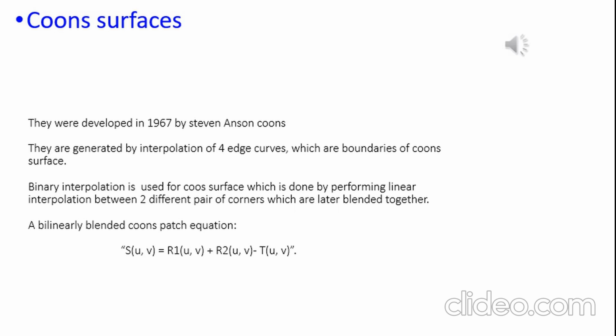And if you want to find a bilinearly blended cone's patch, the equation below is used. That is S of UV equals R1 of UV plus R2 of UV minus T of UV. And the T here is the tensor product surface.